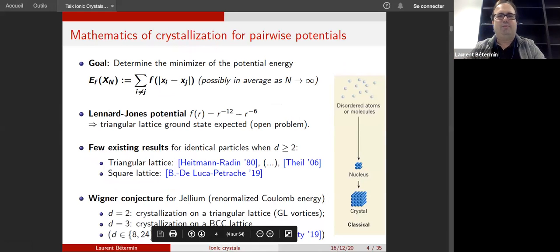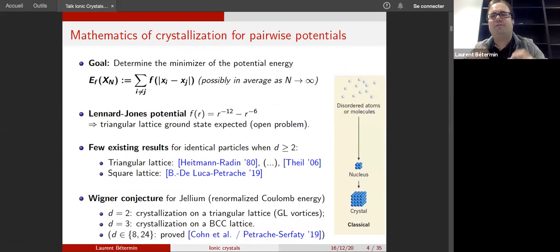Just a few words about the mathematics of crystallization for pairwise potentials. Usually the goal is to determine the minimizer of this kind of potential energy, the sum over pairs, and possibly when you average as n goes to infinity, so you take the thermodynamic limit, you ask yourself what is the minimizer of your energy. For example, for this energy potential, we know that the triangular lattice is expected to be a ground state in the sense of the thermodynamic limit, and that's still an open problem in 2D, and that's just for the same kind of atom. So during this talk, I will talk about multi-component systems.